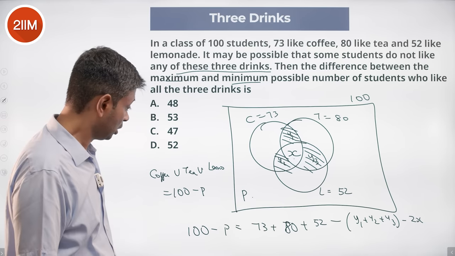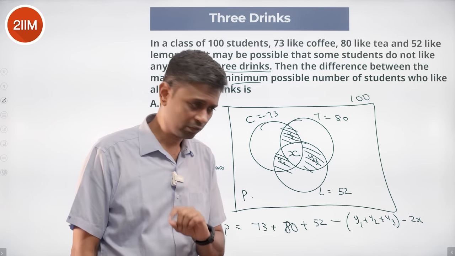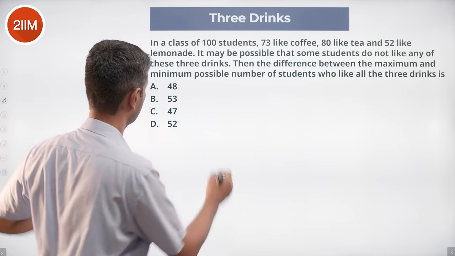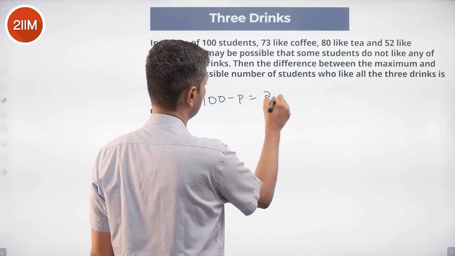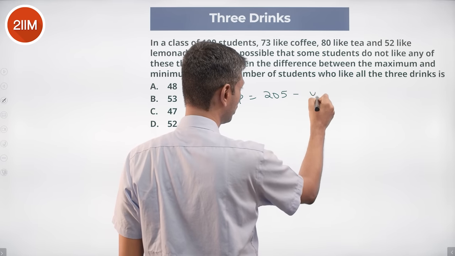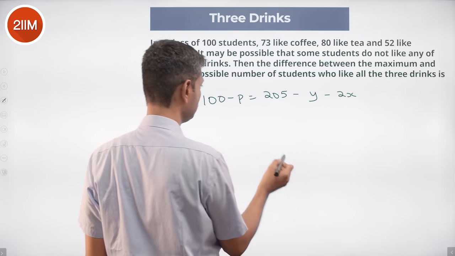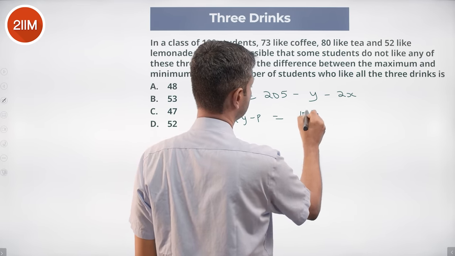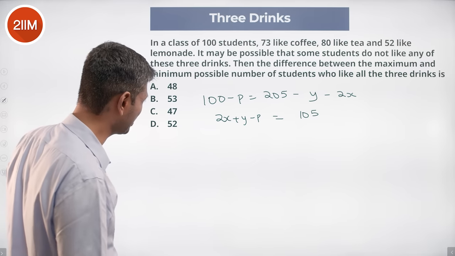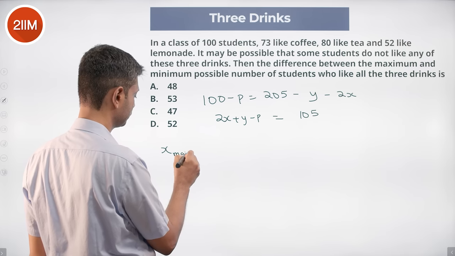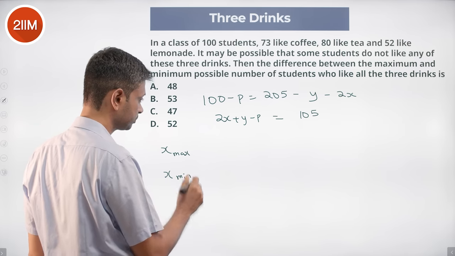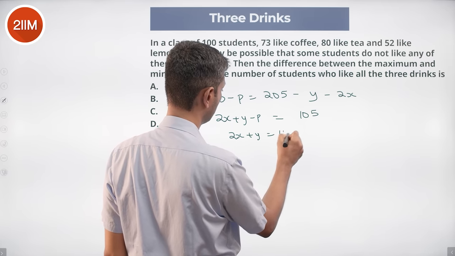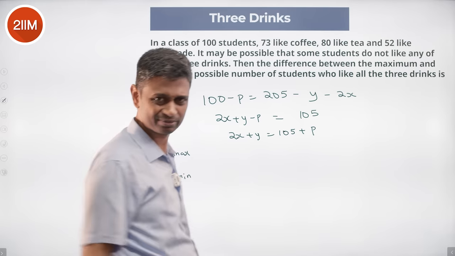Nice, brilliant. 73 plus 80 plus 52 is 205. We already found that out. So 205 minus 100 is 105. So I'm going to write this equation again. 100 minus p is 205 minus that y1 plus y2 plus y3, I'm calling it y, minus 2x. Or 2x plus y minus p is 105. What are we interested in? We want to find the maximum value of x and the minimum value of x. So 2x plus y equal to 105 plus p. You can rewrite it like this.